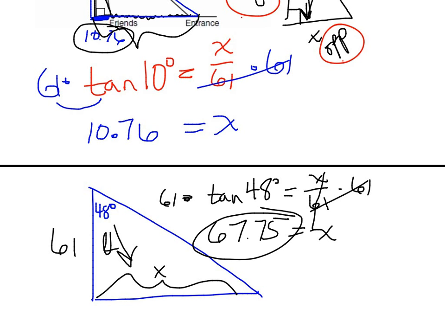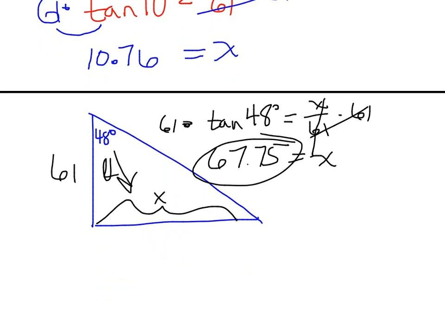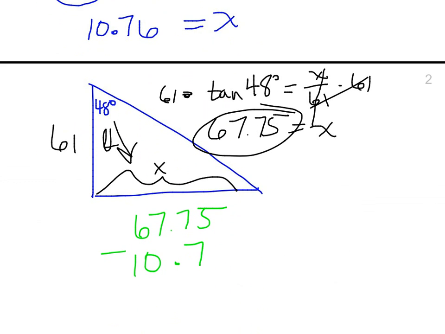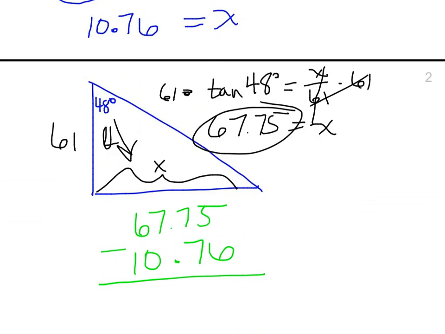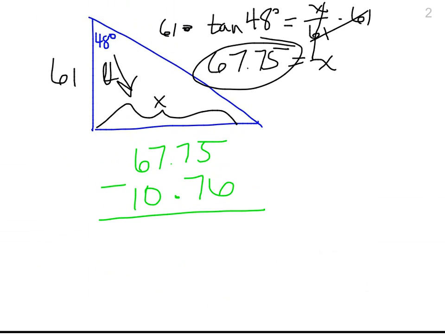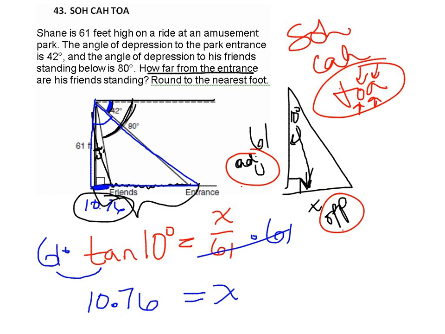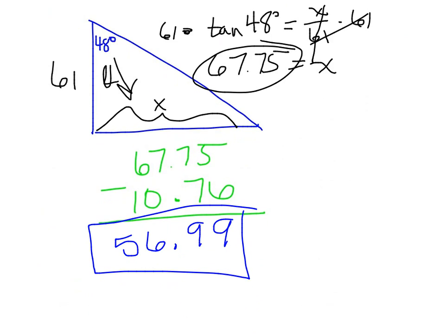So 67.75 minus 10.76 is 56.99. I just typed it in my calculator. There we go. And we just have to figure out the units, which is feet, as in the problem. So it's 56.99 feet, about 57 feet. It says round to the nearest foot, so there, perfect. 57.